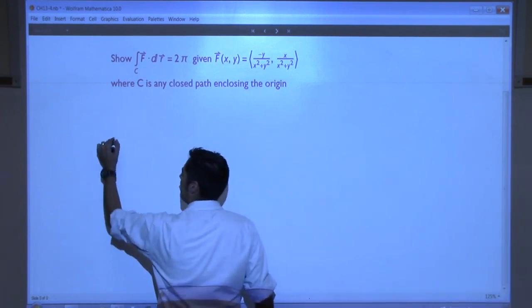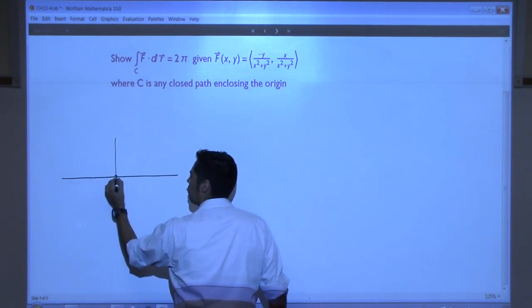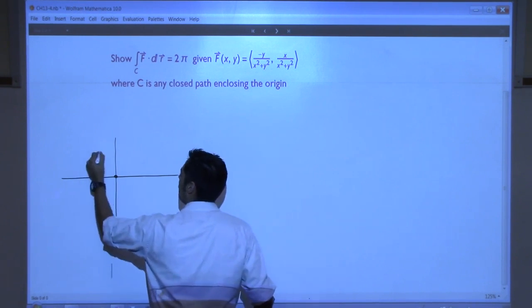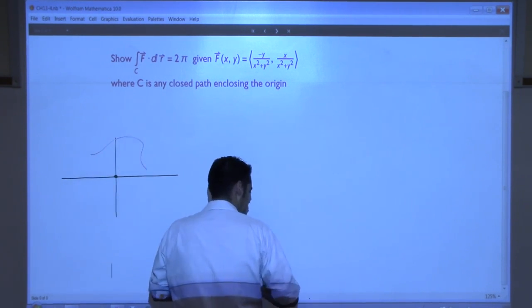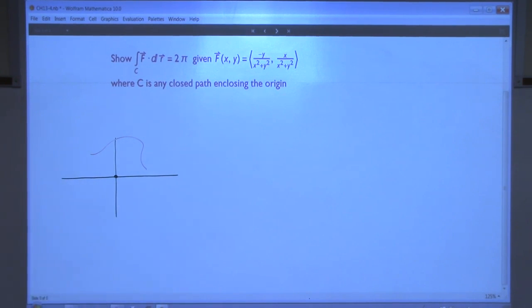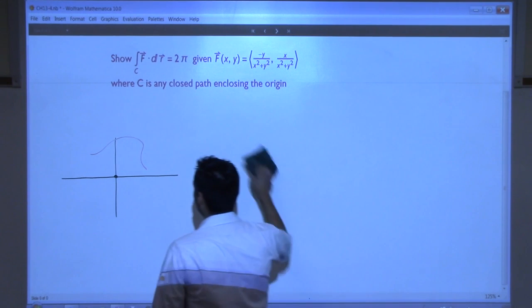So that's saying if I take the xy plane, here's the origin. If I draw any path, right? Any path. Ooh, I need to throw that away. Okay, heads up. All right. Oh, that was total luck.